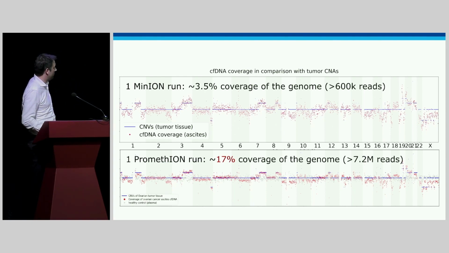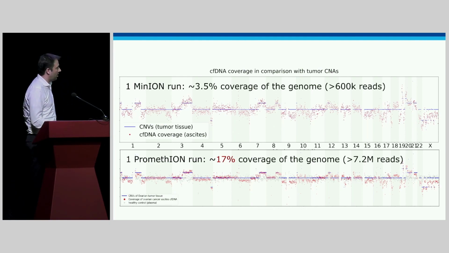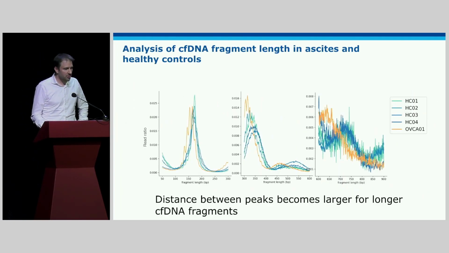And of course, the results improve a little bit if you throw in a little bit more beefy sequencing. And at the bottom, we use the PromethION machine to get more sequencing reads. And then you indeed get a slightly improved copy number profile. Depending on how you want to use it, of course, you would either choose a MinION run or a PromethION run. And then the fragment length distributions.